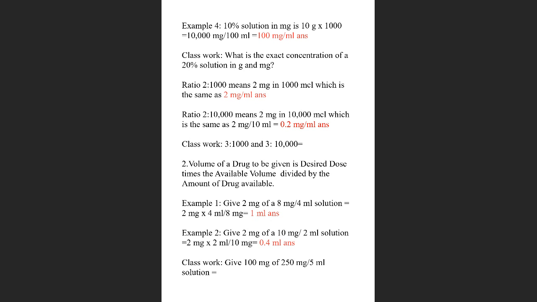And using the formula, it is the desired dose times the available volume. And the dose that we're supposed to give is the desired dose. So the desired dose is 2 milligrams. The available volume, which is the available fluid, is 4 mils. So it's 2 milligrams times 4 mils. And then you divide that by the amount of drug you have.